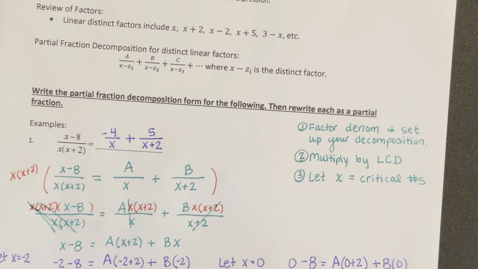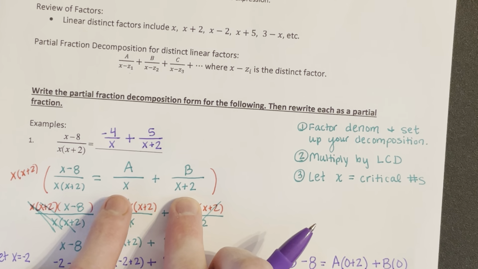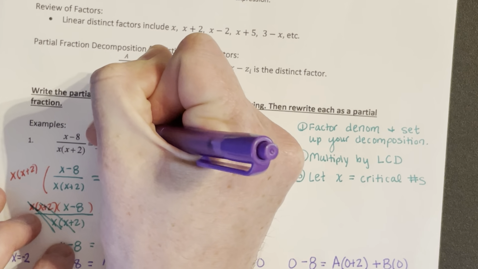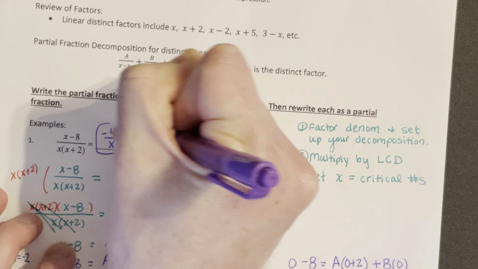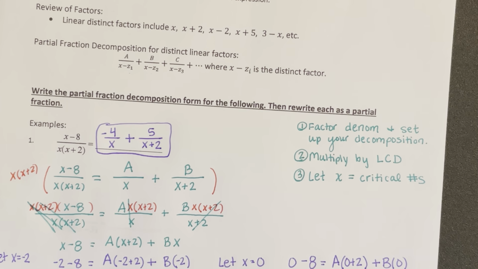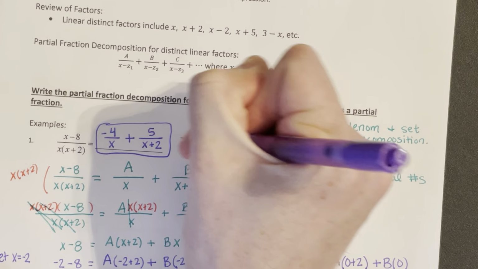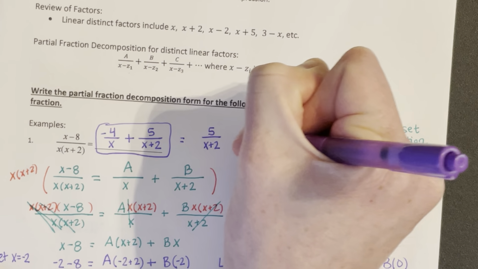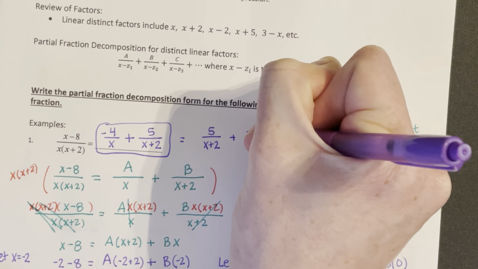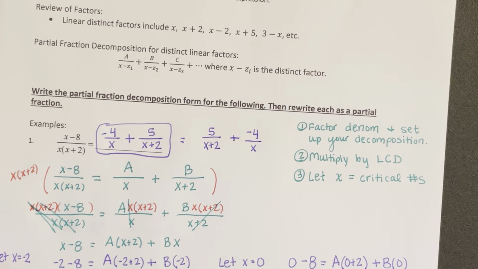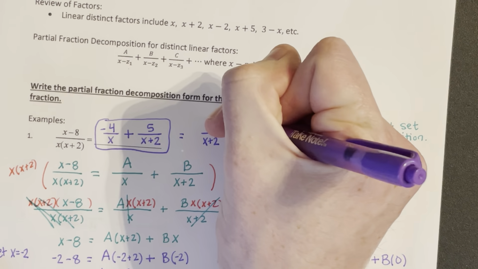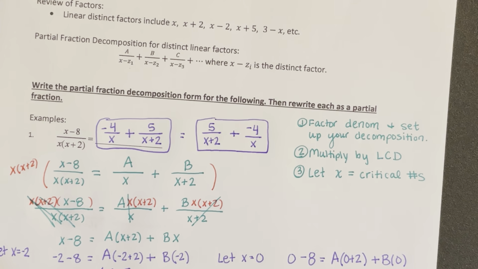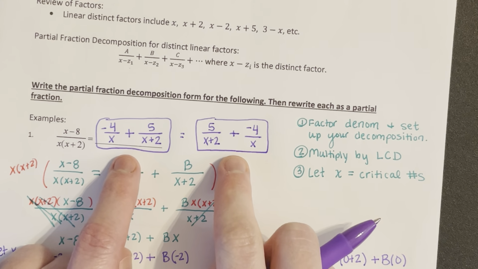All right, now we chose which order we wanted to write them in as far as the denominators. So this would be a correct answer for writing out your partial fractions. You may also see this written as 5 over x plus 2 plus -4 over x. Well, that's the exact same thing. It's just written in the other direction. So both of those are equivalent.